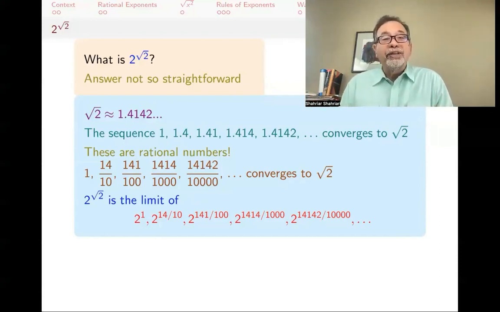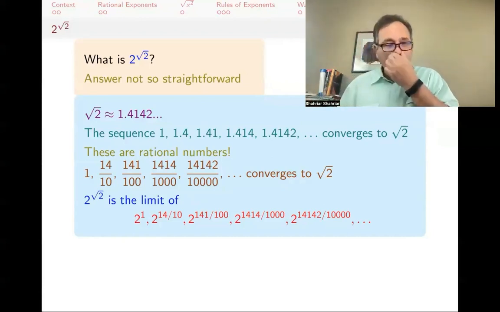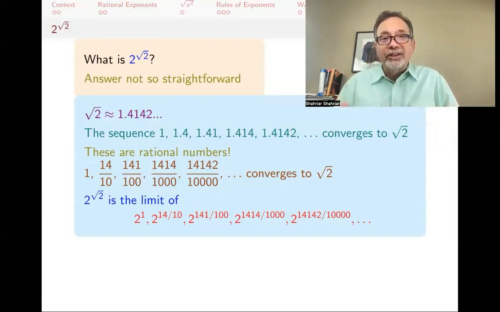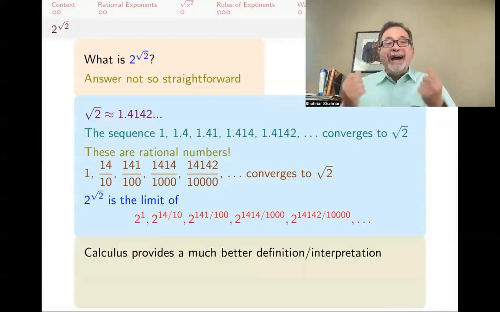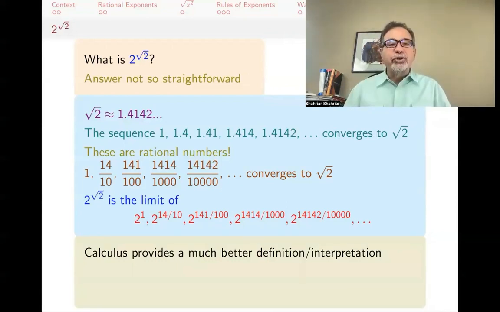We, of course, have to prove that it does converge, that there is a limit, that this does approach an actual number, and you can do that. Of course, this is not very practical in terms of doing things with 2 to the square root of 2 or 2 to the x in general. The much better way is given to you by calculus. This is actually one of the powers of calculus that allows us to define exponents for irrational exponents.